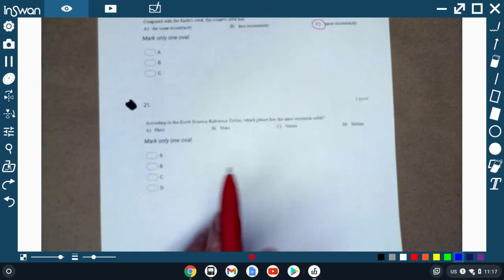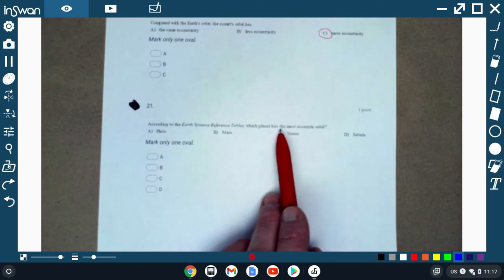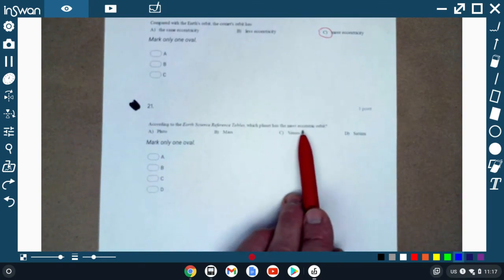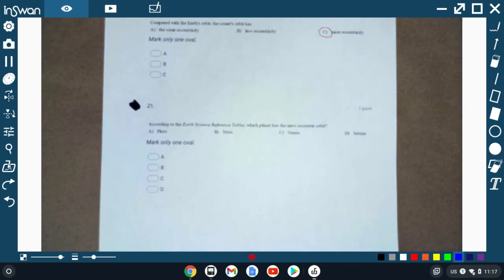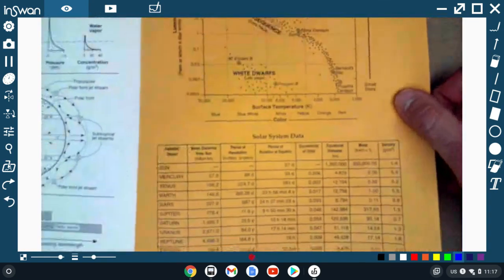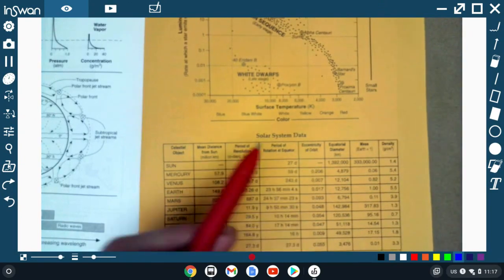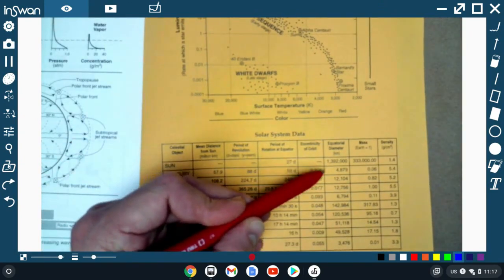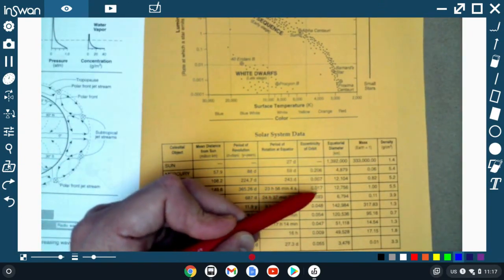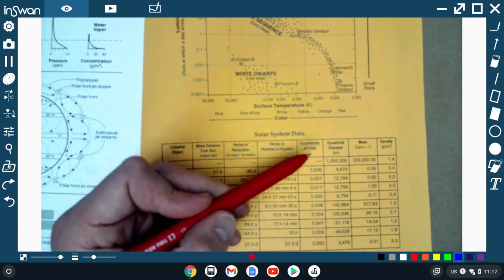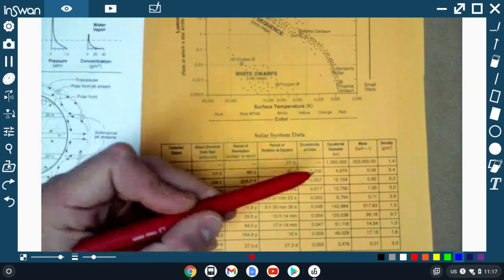22, it said, according to the Earth science tables, which planet has the most eccentric orbit? And so they gave us some options. So let's go to that. So here we go. We're looking for eccentricity of orbit. And so we have 0.206, 0.007, all some small numbers. So we're looking here. It looks like Mercury has the largest one.